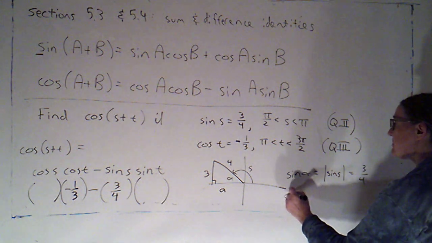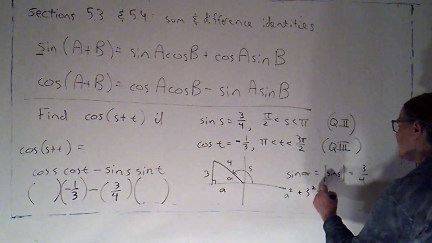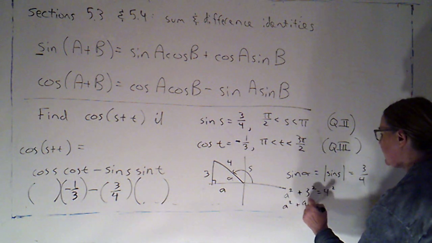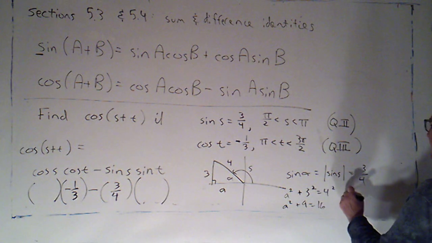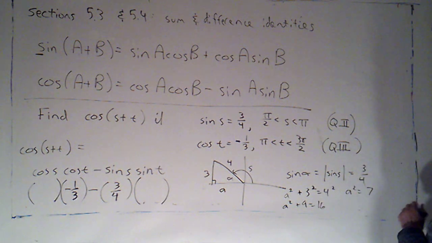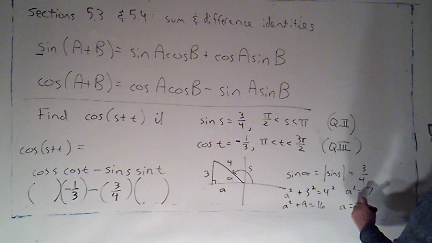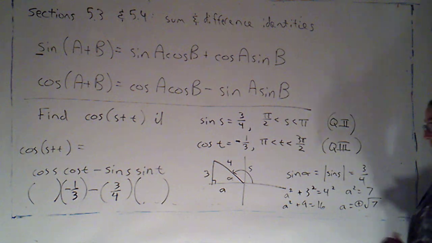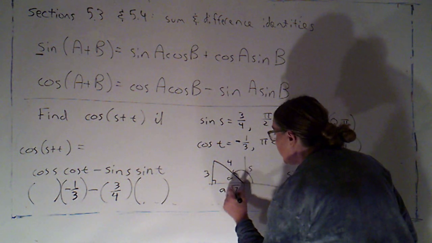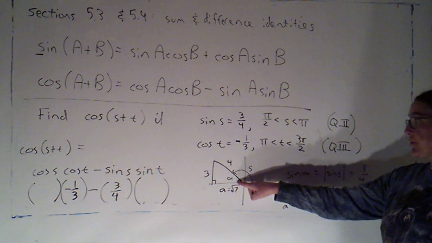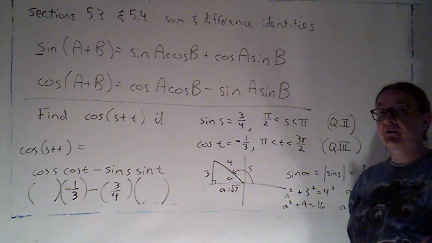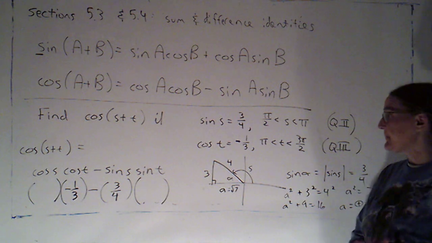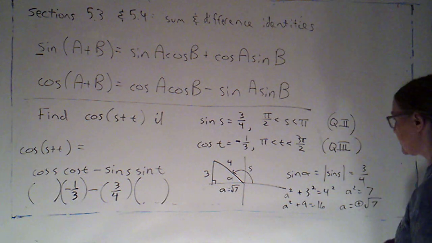So I know that a squared plus 3 squared equals 4 squared. That's a squared plus 9 equals 16. A squared is going to equal 7. A, because it's a side length, is the positive square root of 7. Okay. Now I'm choosing to label the side lengths for the reference angle alpha. If you prefer to label signed side lengths for the angle s, you can. I'm going to, however, just evaluate now.